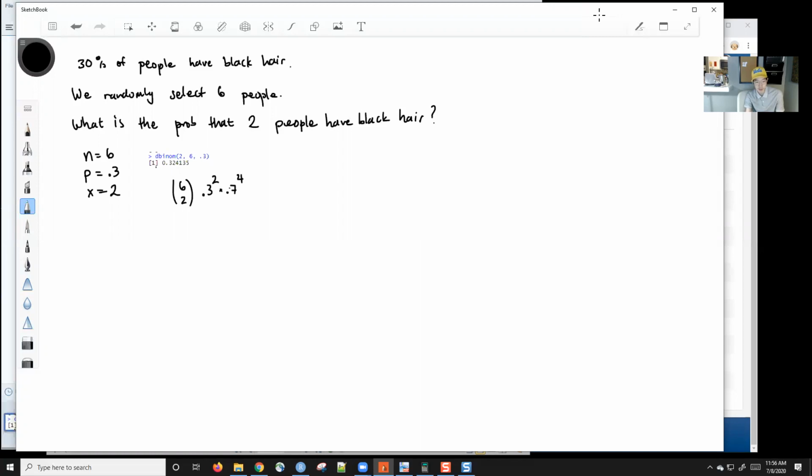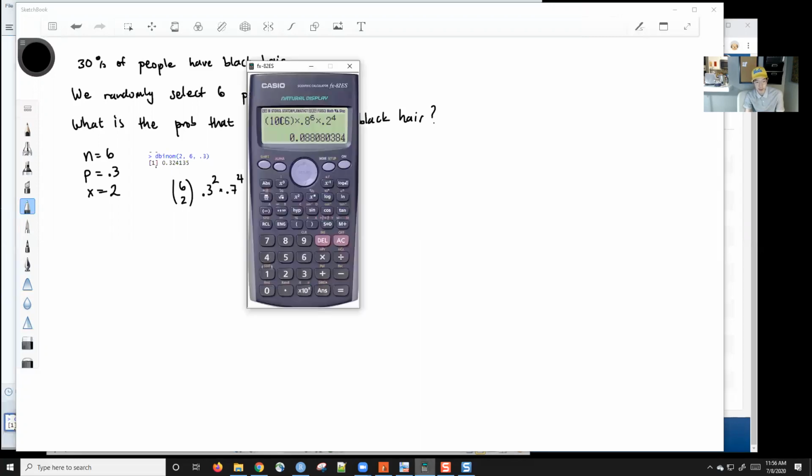So anyway, you can do this on the calculator and you get the same thing. So on mine, I do 6 choose 2 times 0.3 squared times 0.7 raised to the 4th, and I get 0.324135, same thing.